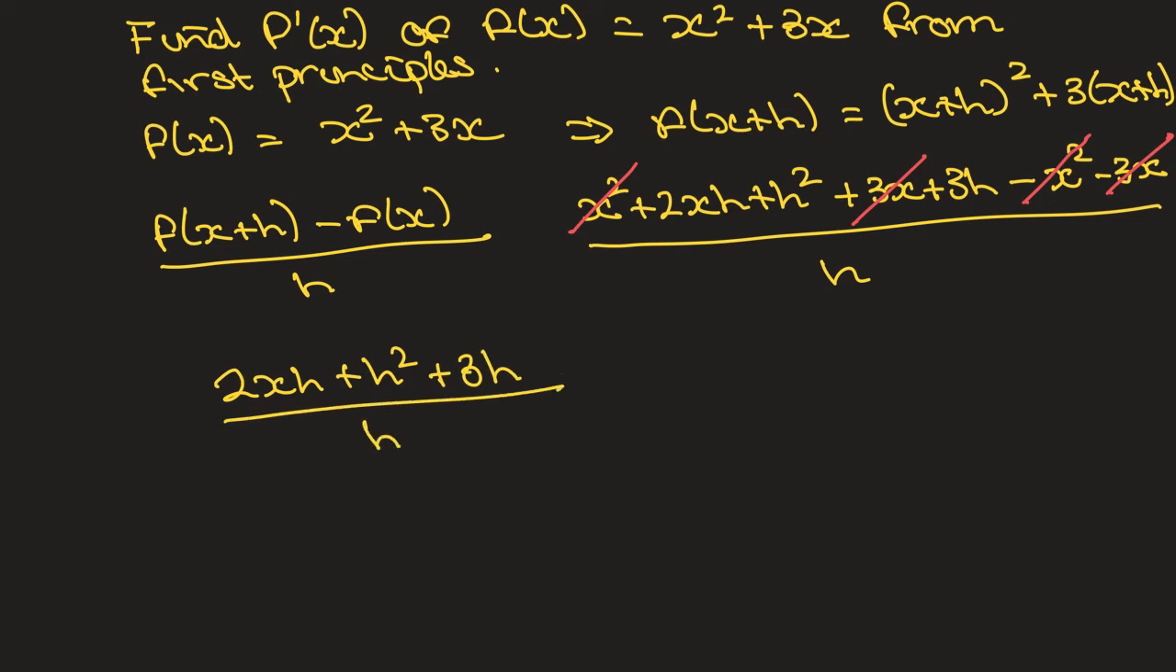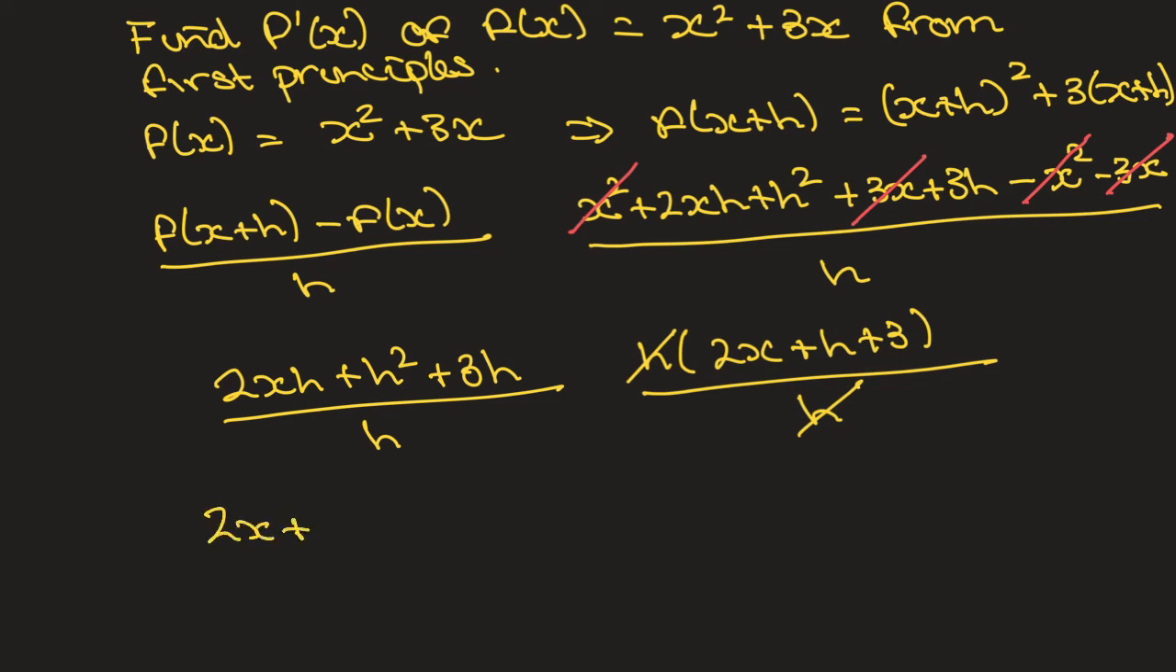We can factorize out h, giving h times 2x plus h plus 3 all over h. We notice that the h's cancel, giving 2x plus 3 plus h.